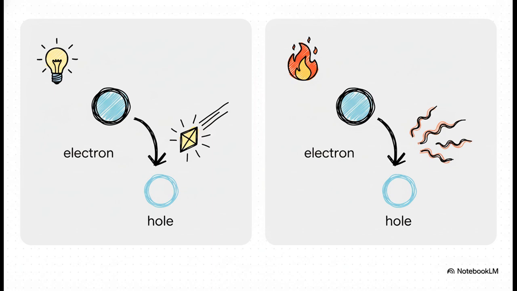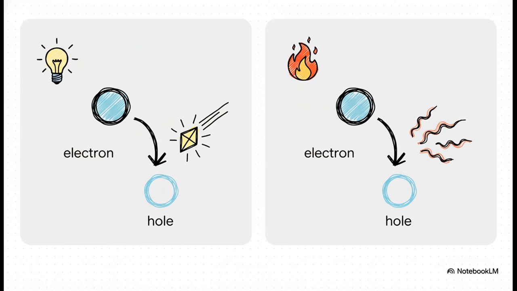In certain materials, say gallium arsenide, when that electron drops into the hole, it has to get rid of its extra energy, and it does that by spitting out a little particle of light, a photon. That's radiative recombination, and it is literally how every LED and laser works. But in other materials, like our good friend silicon, that extra energy just gets released as heat.